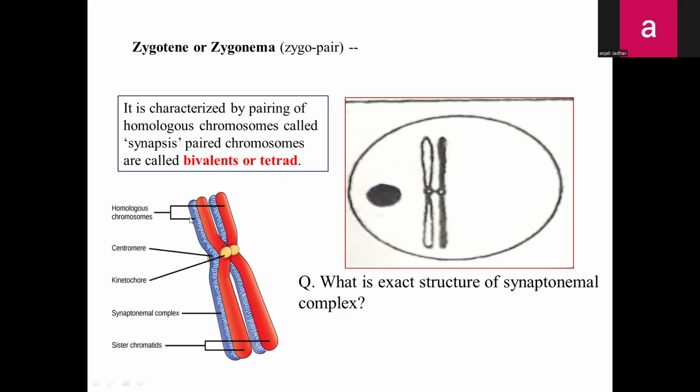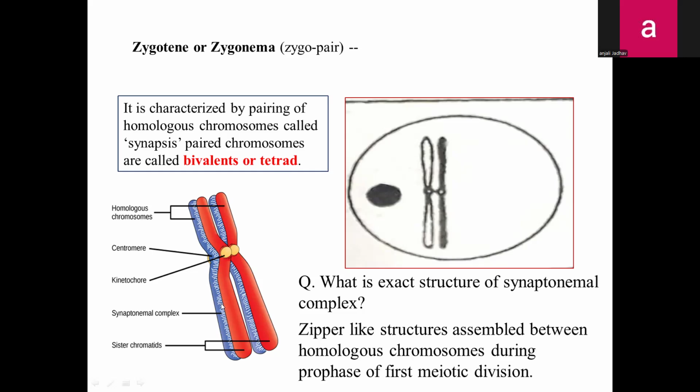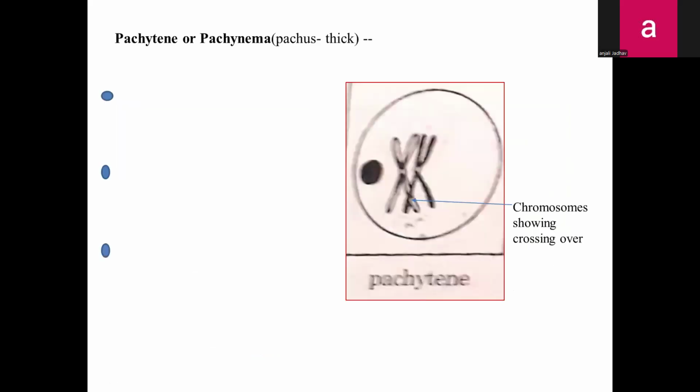And in between these two homologous chromosomes, what is present? Synaptonemal complex. मतलब क्या है? Zipper-like structure assembled between the homologous chromosomes, right? Is called synaptonemal complex.